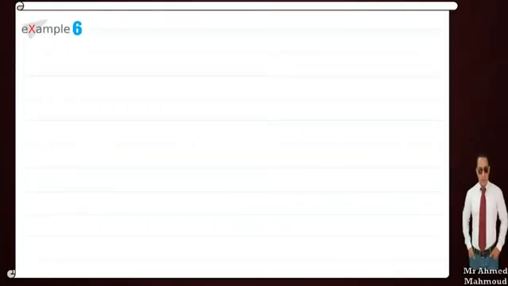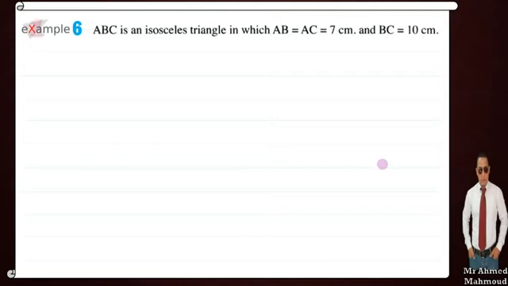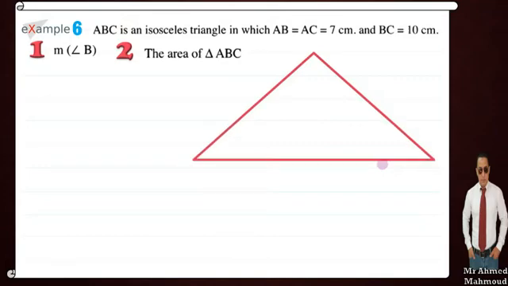In this example, ABC is an isosceles triangle, where AB equals AC equals 7 centimeters and BC equals 10 centimeters. First I need to draw the isosceles triangle, like this. Now we have the isosceles triangle, as you see.